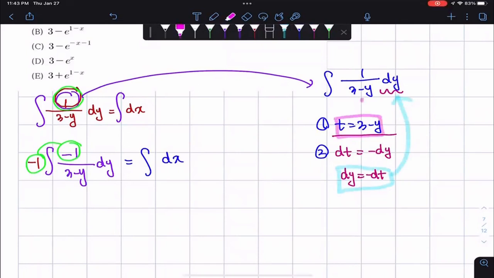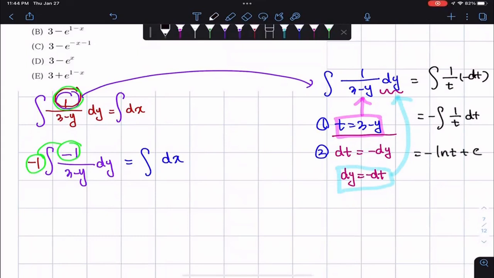So I can rewrite this as the integral of 1 over t times minus dt. Extract the minus: minus 1 over t dt. This is minus ln t plus c. Plug in the original value: minus ln of 3 minus y plus c.